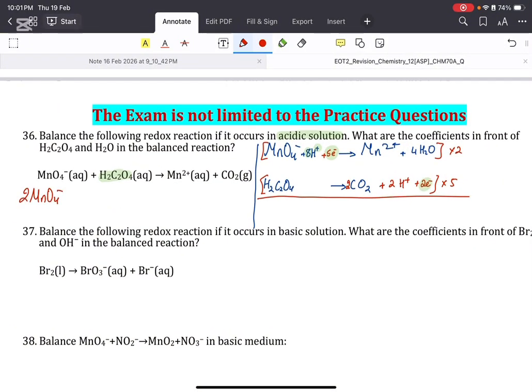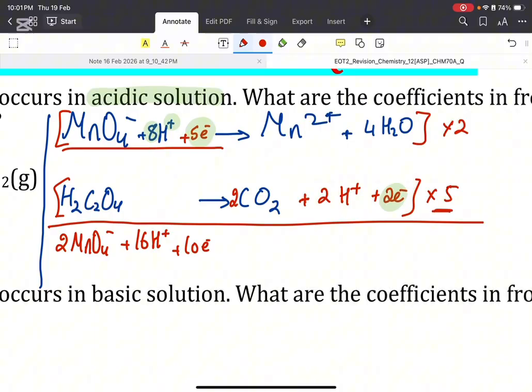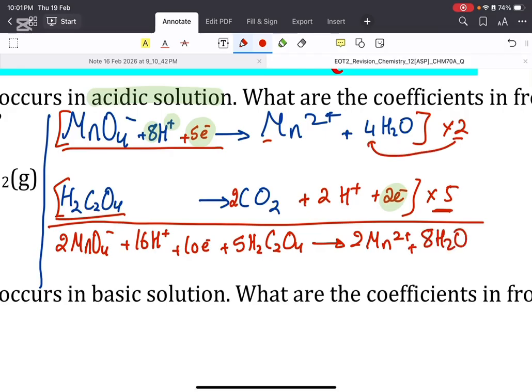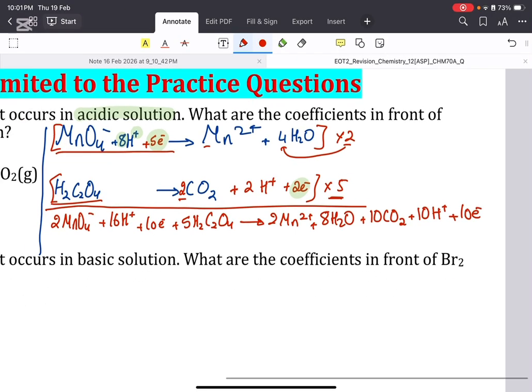2MnO4 minus, and wait, I'll do it here and then I'll write the final one over there. 2MnO4 minus plus 16H plus 10 electrons. I'm done with this side. Now 5H2C2O4, I'm done. Gives 2Mn2 plus and 8H2O. 5 times 2, that is 10 CO2 and 10 H plus and 10 electrons.